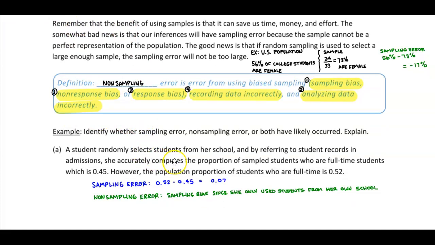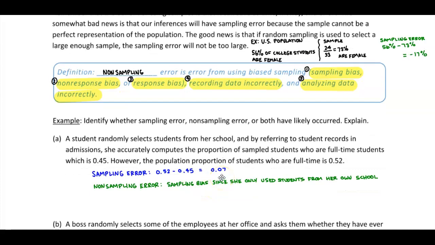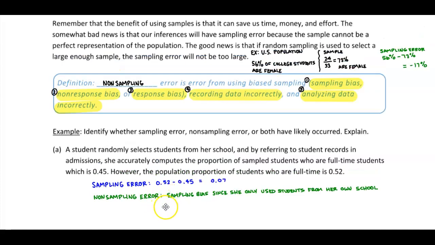A student randomly selects students from her school, and by referring to student records and admissions, she accurately computes the proportion of sample students who are full-time students, which is 0.45. However, the population proportion of students who are full-time is 0.52. Well, first and foremost, we have the sampling error. We take the population proportion, which is 0.52, and subtract the sample, which is 0.45, which gives us a sampling error of 0.07. And then there's a non-sampling error because of sampling bias, since they only used students from her own school.